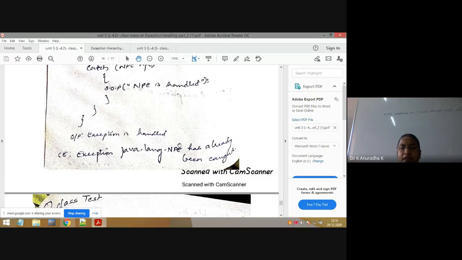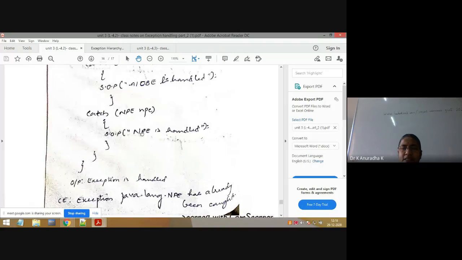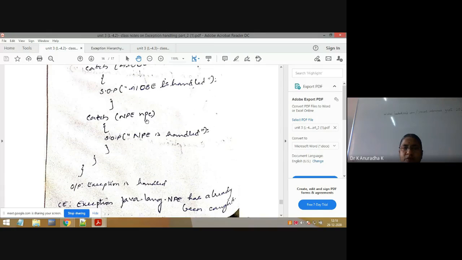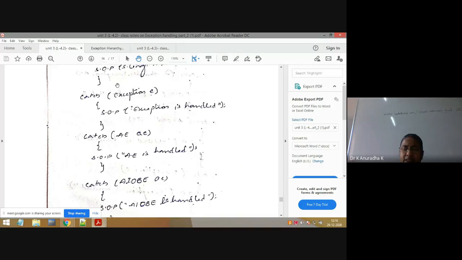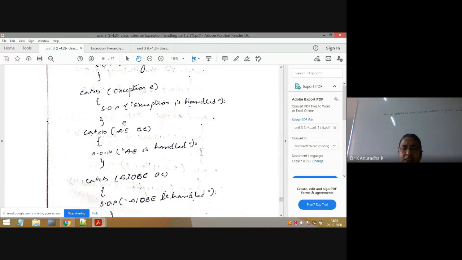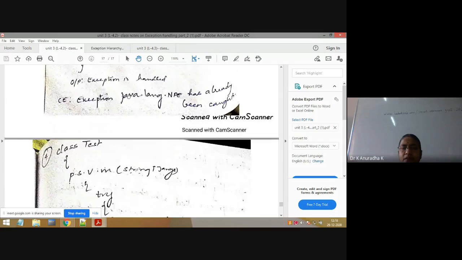The error says: exception java.lang.NullPointerException has already been caught. Already been caught means this is not an exact matching catch block, but the first catch block already handles the exception. That's why the error is like this. It gives you the fully qualified name, java.lang.NullPointerException, because NullPointerException is the actual exception available in the java.lang package. You will get this type of compiler error.